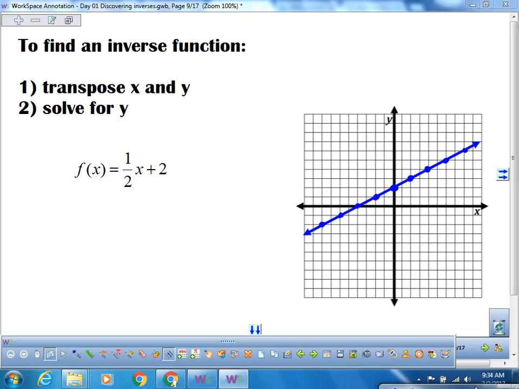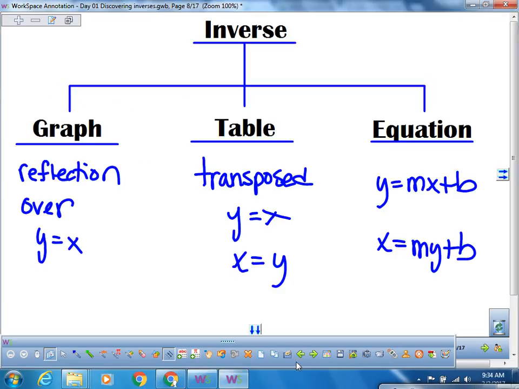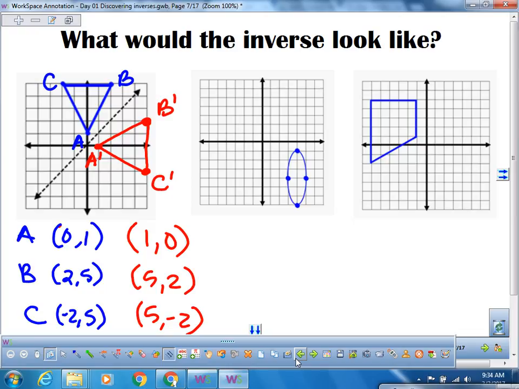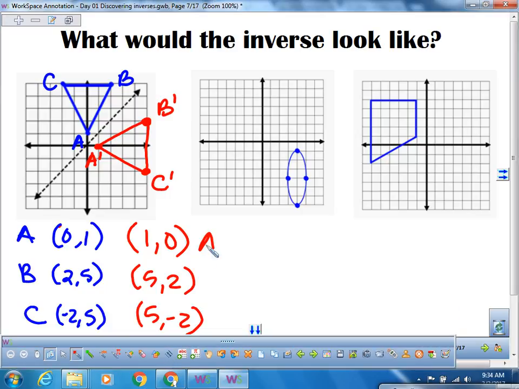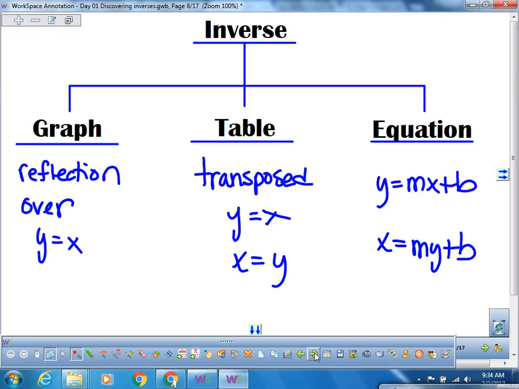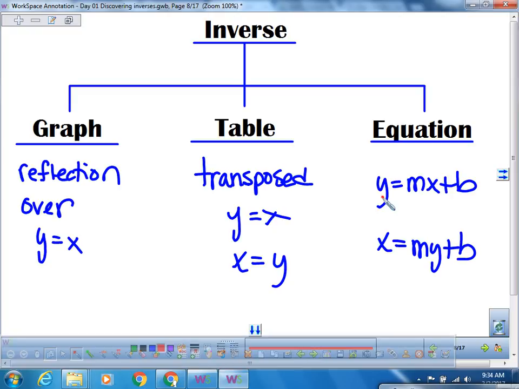Let's just review really quick what I just talked about. Inverses can be looked at in three different ways. The graph of an inverse is actually reflected over y equals x. The points are actually transposed. This is A prime, A prime, B prime, C prime. And then the last thing we explored is that if you switch y and x, you'll also get the inverse.